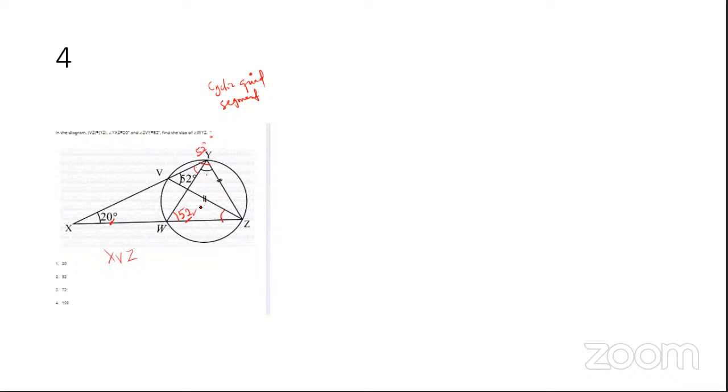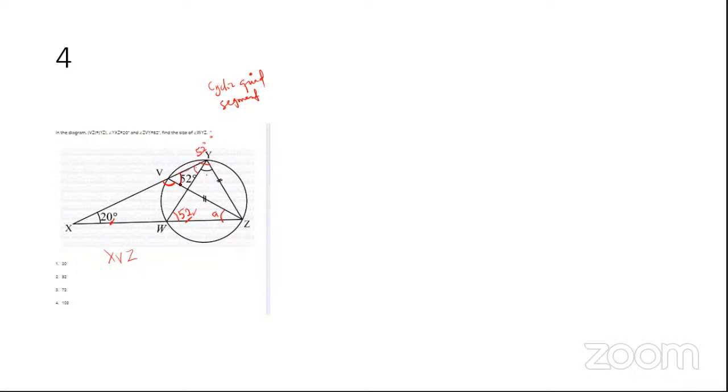Now if you call this one A plus B, here we form a triangle. Since this one is 52, you can find this small one, which is 128. Then 128 plus 20 plus A gives us 180. But I won't do it like that, because there's another theorem that says that this is an exterior angle.